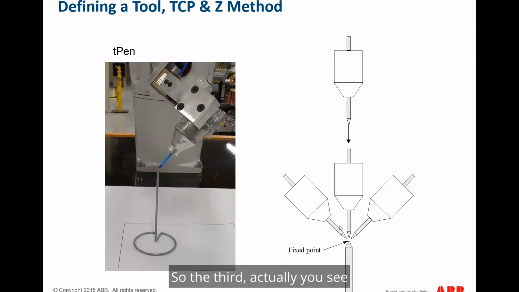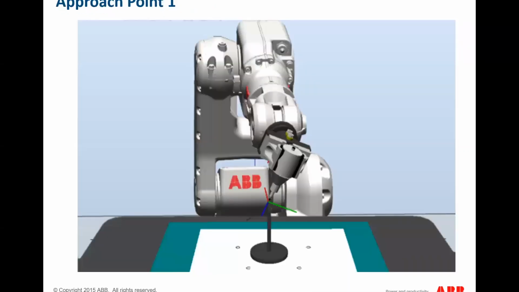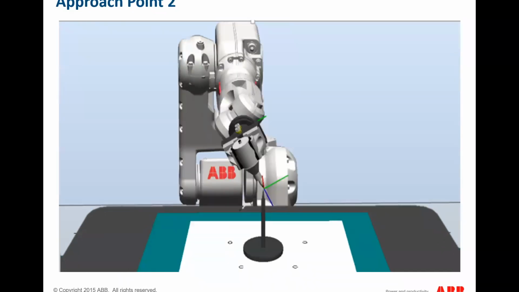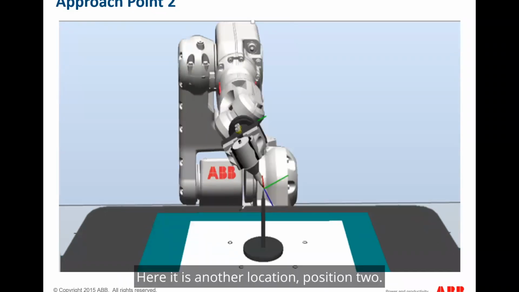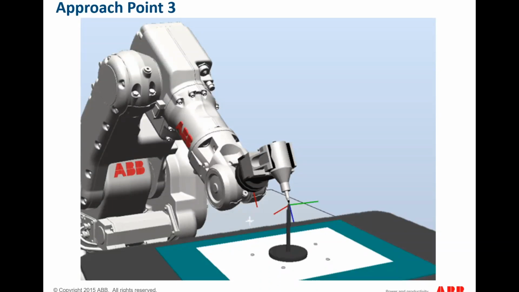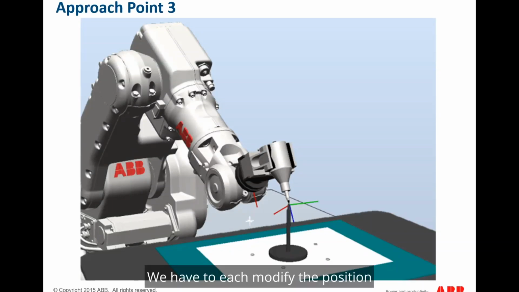Actually, you see this is just the front view. You cannot see it clearly. But this one probably is a little bit easier for you to see. And that is position 1. And make sure you modify position. Here is another location, position 2, and then position 3. All the 3 locations, 1, 2, 3, are not straight up and down. So we have to modify each position and memorize them.